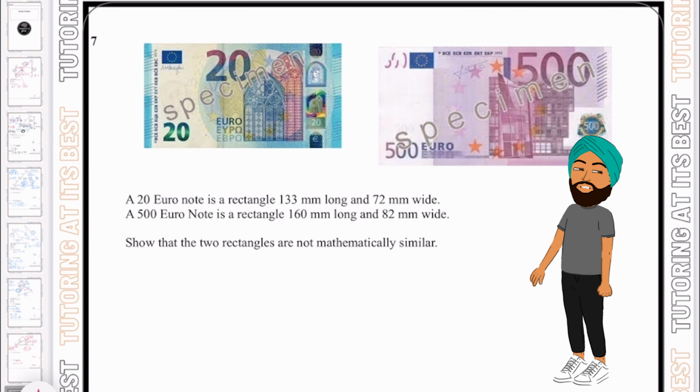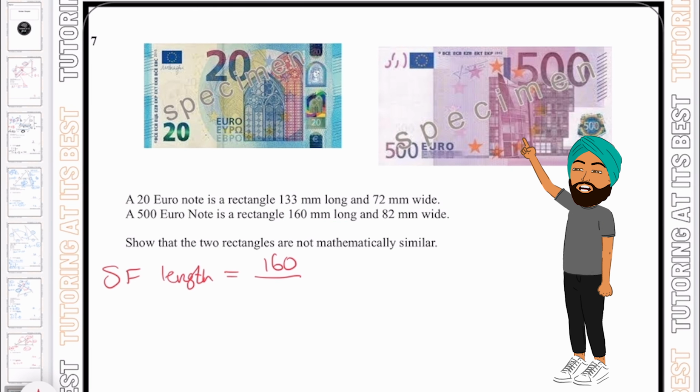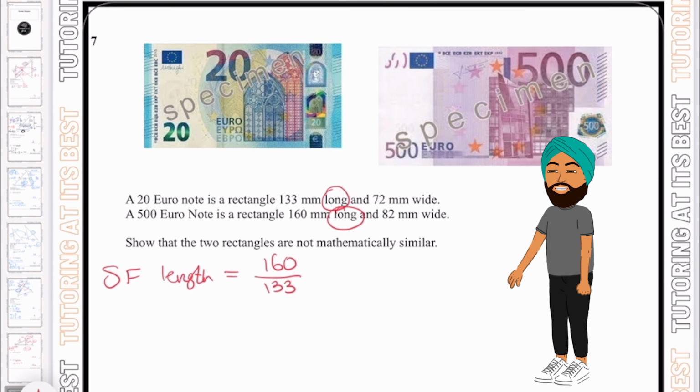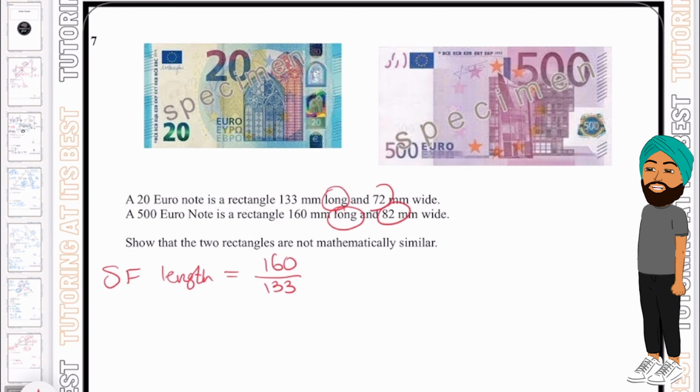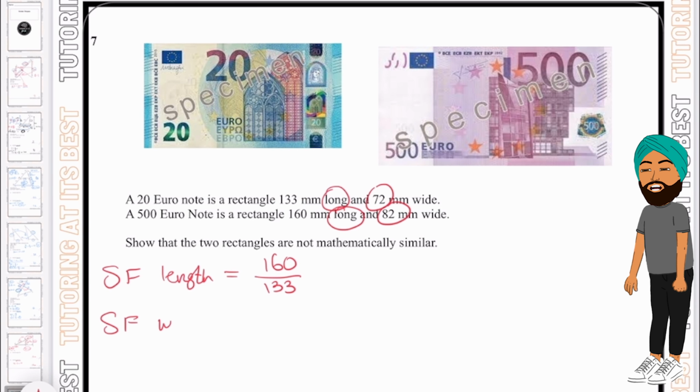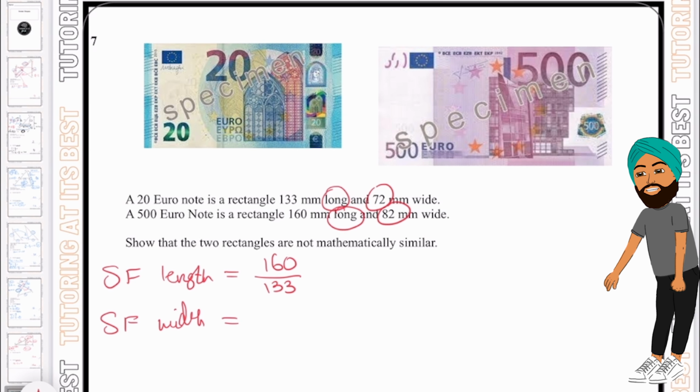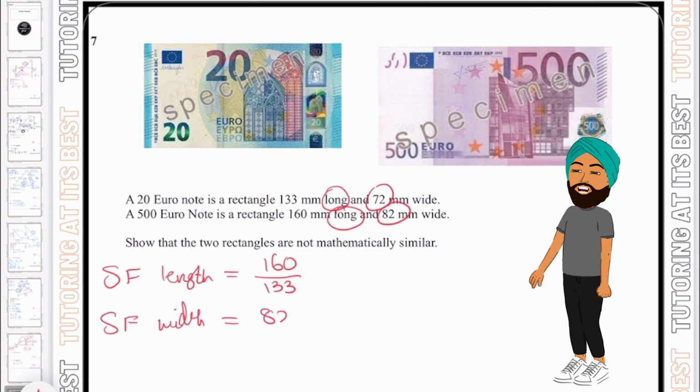So the first thing we need to do is work out the scale factor for the length. So we now know that we will have 160 millimeters over 133. And that there is the length and the length being divided. We then do the same with our width and our width. So if we have the scale factor for our width, it's going to be 82 over 72, and that can be simplified to 41 over 36.